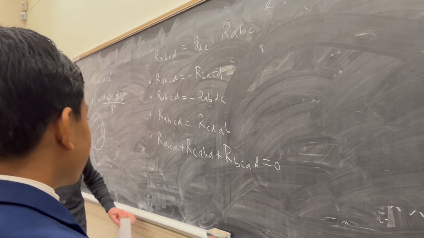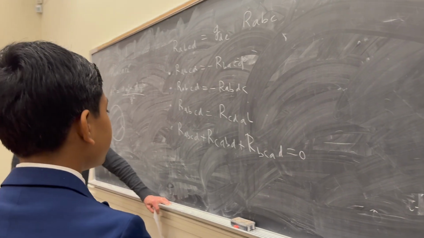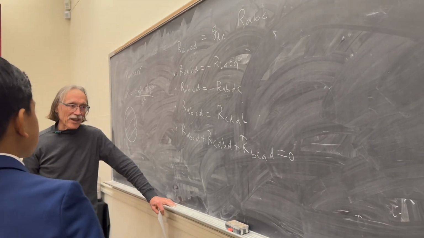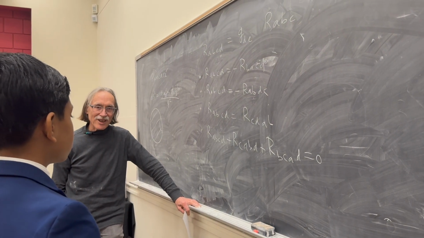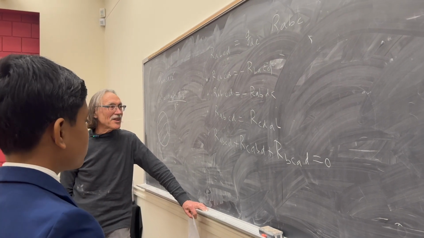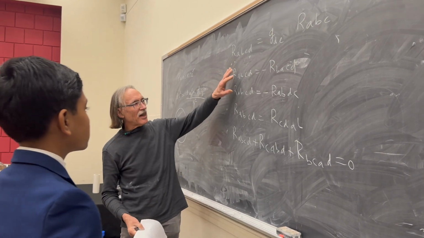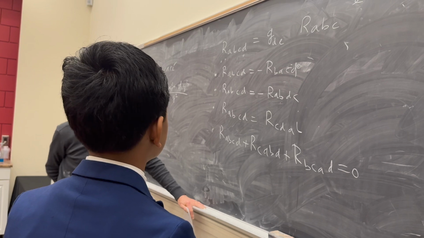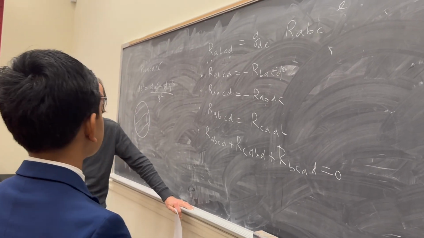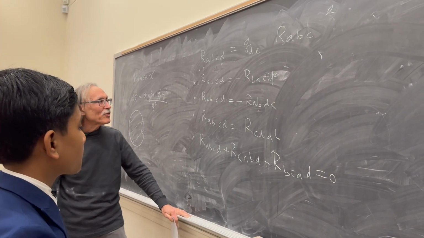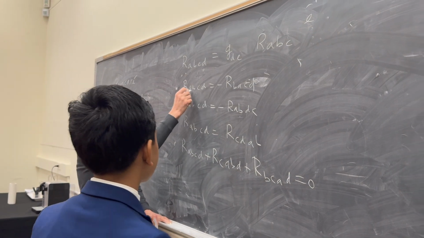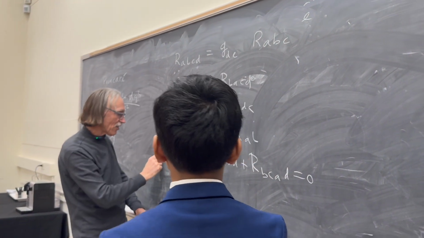Are these all the symmetry relations we can derive? There's one more that involves derivatives. But did you realize how much you can reduce the number of variables? Because this has 256 components.